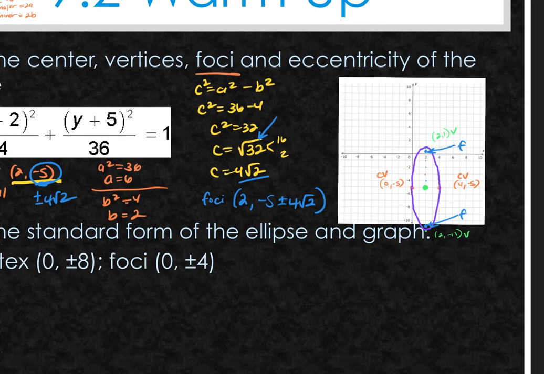So when it says vertices, it means like the vertices and the co-vertices? Correct. Vertices require, and I gave you a line for it, so it's not like it should be tricky. It says vertices, line, co-vertices, line, foci, line.